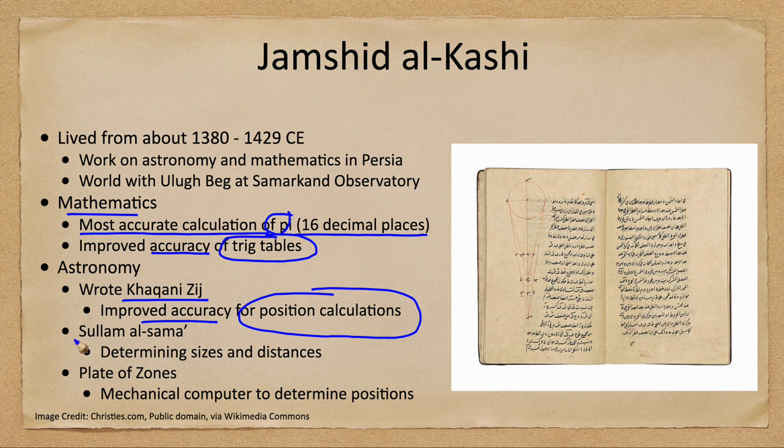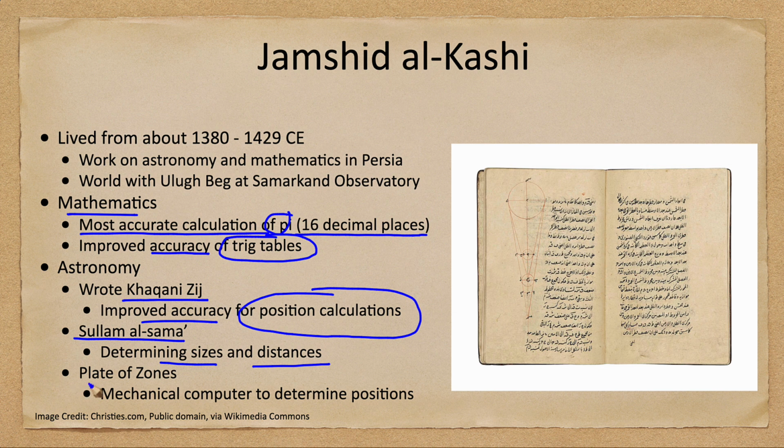He also wrote the Sulam al-Sama for determining sizes and distances. So how do we measure sizes and distances of the various astronomical objects? Again, pre-telescopic, based just on what we can see and measure here from Earth. There are ways to estimate these things geometrically, but it can be very difficult getting accurate distances, which would then tie in to the size. If you don't know the distance accurately, you are not going to know the size very well.